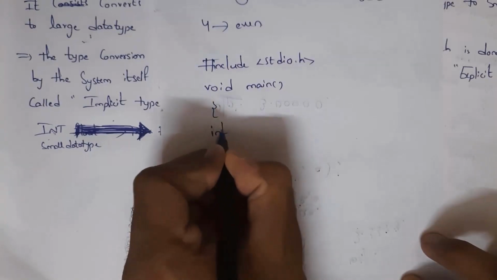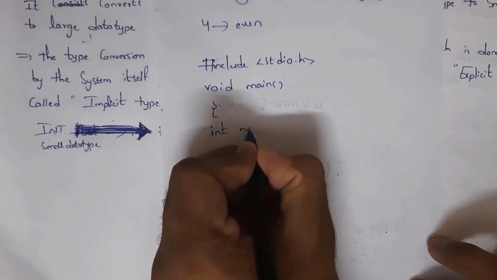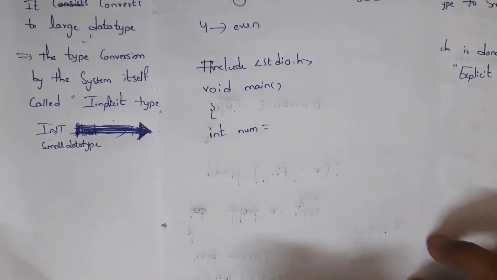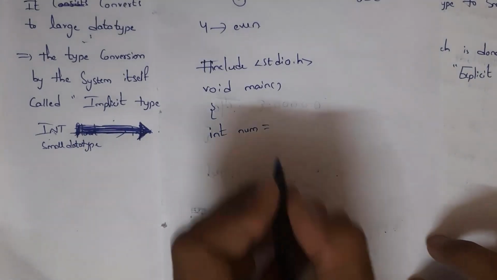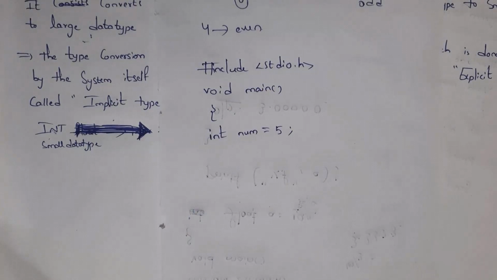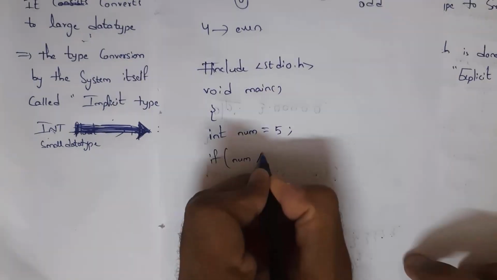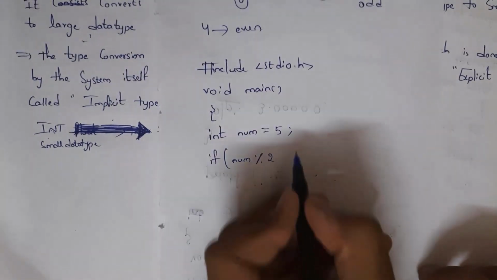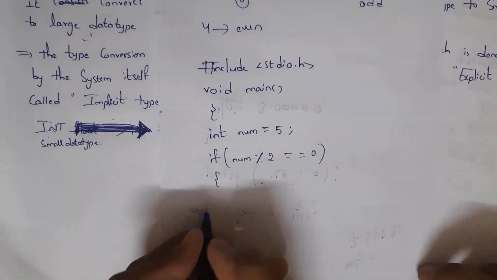I took here int, and I gave the variable name as num. I want to check whether 5 is an even number or odd number. So I gave here the value of number as 5. Now I want to check whether this 5 is even or odd. If number is divided by 2 and we get remainder as 0, then it is known as an even number.